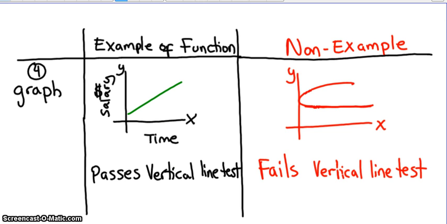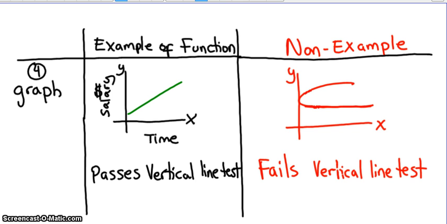Now with a graph, there's a special way to check to see if something's a function, and it's called the vertical line test. A vertical line test means I can take a vertical line and it would only ever hit my graph at one point. If it hits my graph at more than one point, it's not a function. So here's an example of a graph where you have time on the x-axis, and on the y-axis you have salary. It's a linear function. We've been doing lots of this type of equation and function in the past.